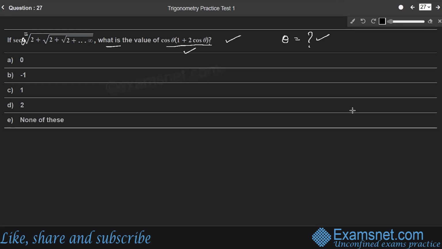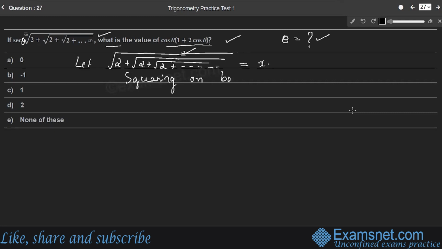So for how to find the value of theta, let us consider the right hand side of the given equation, which is root 2 plus root 2 so on up to infinity, right? So let us consider root 2 plus root 2 plus root 2 so on up to infinity be x. So let this value be x, right? So let us square the equation, right? Squaring on both sides.